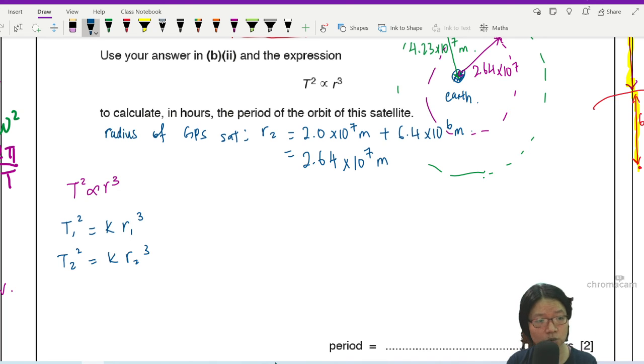And then I will take equation 1 divided by equation 2, so I can cancel off the k. What I have now is T1 squared over T2 squared is equal to R1 over R2, cubed.